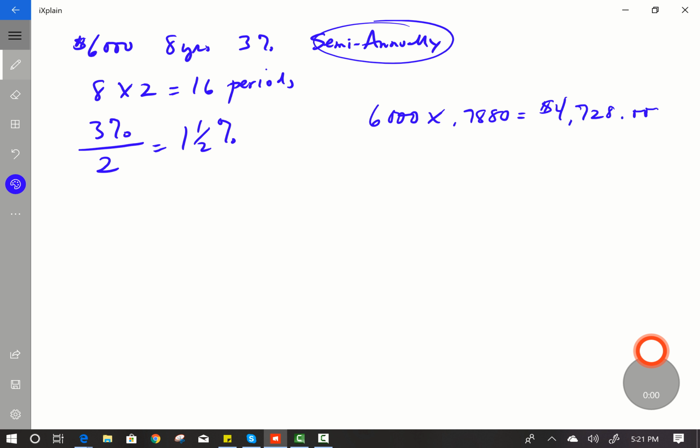Okay, so therefore we need $4,728. We need to invest it today. That's a present value for 8 years at 3% interest compounded semi-annually if we want to get $6,000 in that 8-year period, 16 periods later. So today we must invest $4,728.